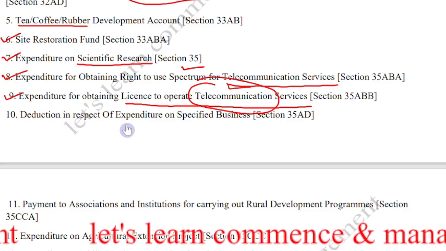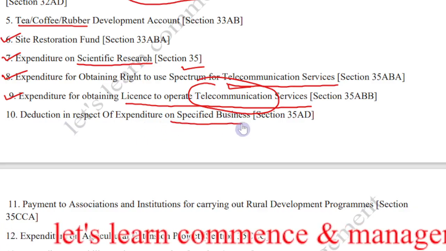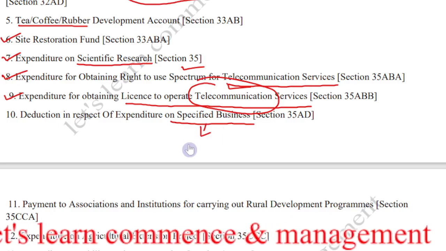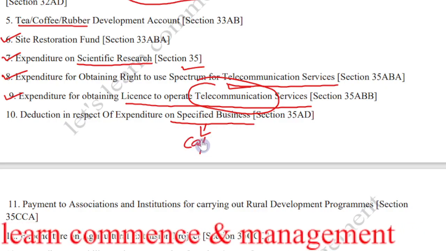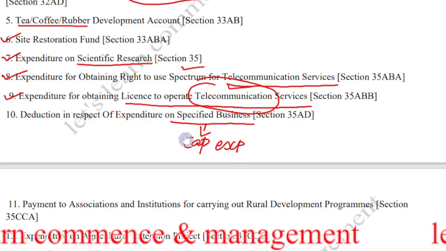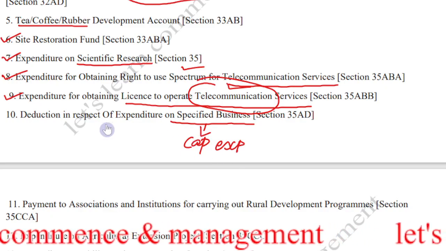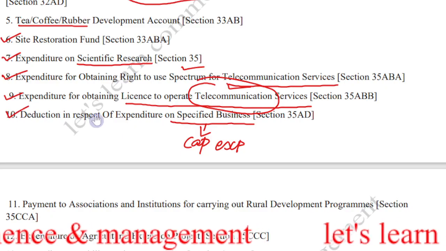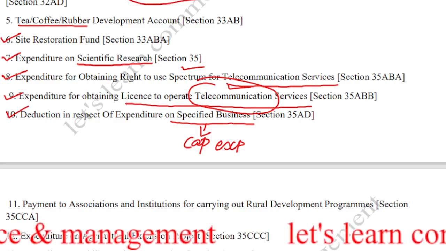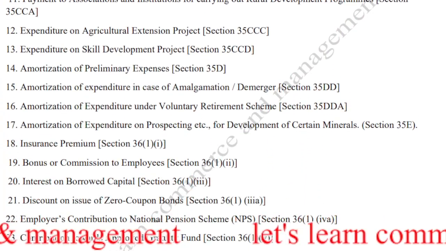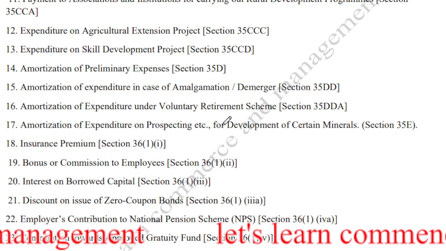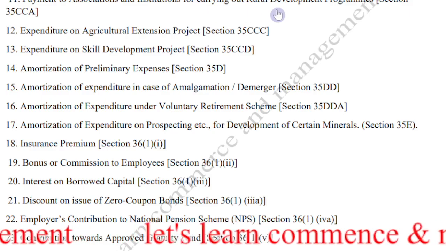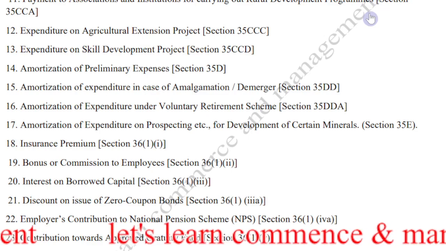Then we have deduction in respect of expenditure on specified business, which has to be a capital expenditure. If it is a capital expenditure, then that expenditure of specified businesses will be considered as deduction. Okay. So next we have payment to associations and institutions for carrying out rural development programs.